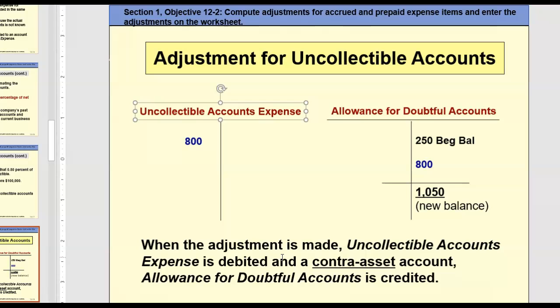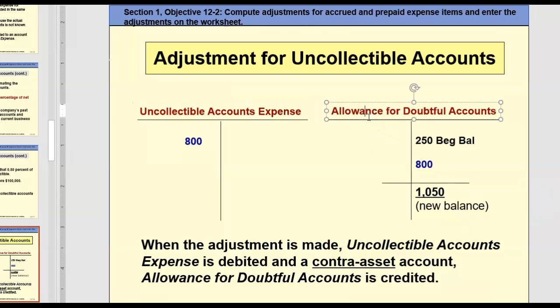And then we need to open a contra account, what's called a contra asset account, with it. That is going to be called allowance for doubtful accounts. That's where the credit goes. You just keep a running total of that. It already had a beginning balance from the previous year, and then you add the 800 from this year, and you just have a new balance.